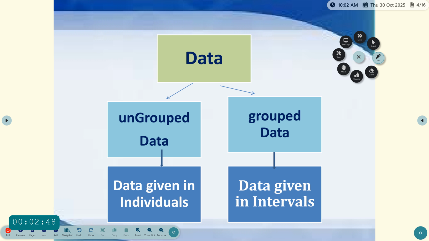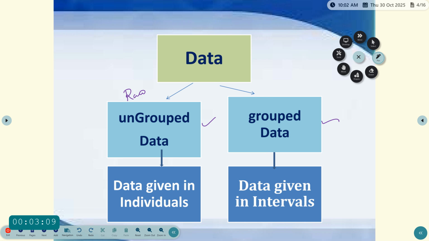Generally, as I have already explained, data is classified into two types: ungrouped data and grouped data. What is meant by ungrouped data? Raw data. The data which we collected from an external or internal source, recorded without modifying, is known as ungrouped data.